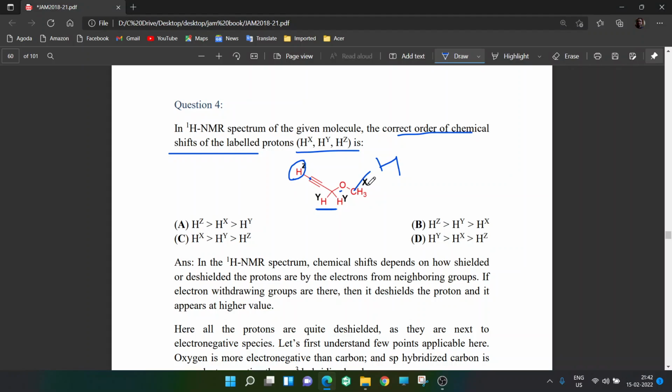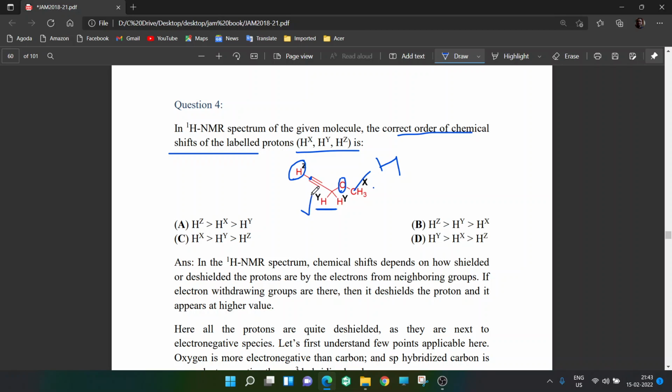And if you look at X, this hydrogen is attached to a carbon which is attached to oxygen. Now oxygen is any day much more electronegative than sp hybridized carbon. Sp hybridized carbon is very little electronegative, just that it is more electronegative than sp2 and sp3 hybridized carbon. So this will be higher than Z.